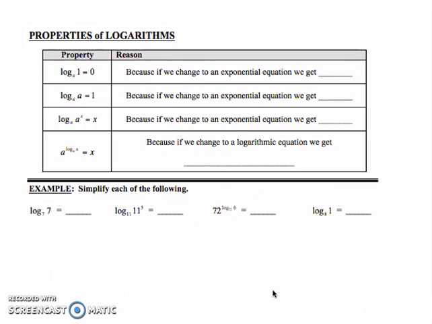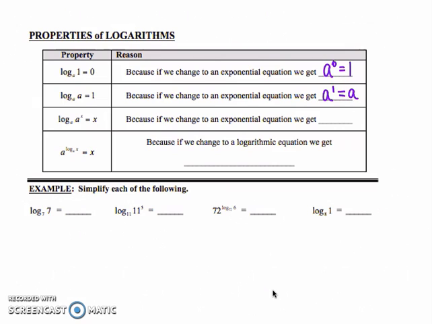We have our properties of logarithms, and again, these should be familiar to you. Log base a of 1 equals 0, because if we change to an exponential equation, then we would get a to the 0 power is 1, which we know is always true, right? Any number to the 0 power is 1. Log base a of a equals 1, because if we change to an exponential equation, we would get a to the first power equals a, which is always true.